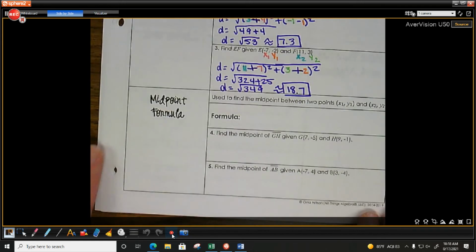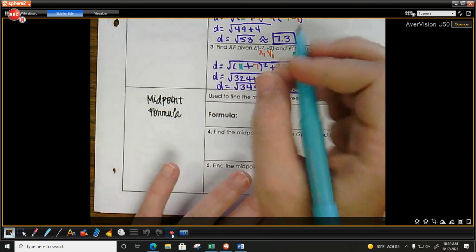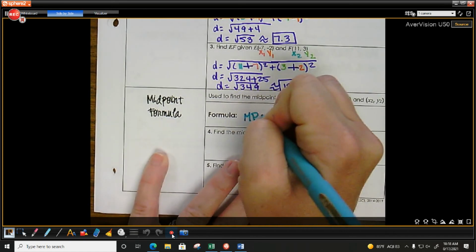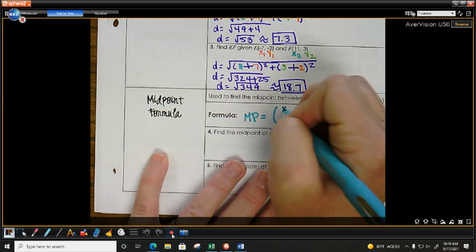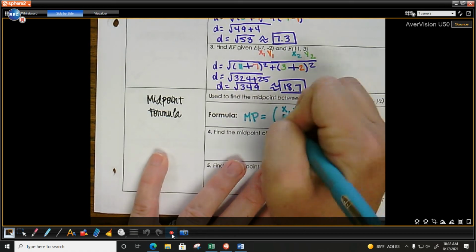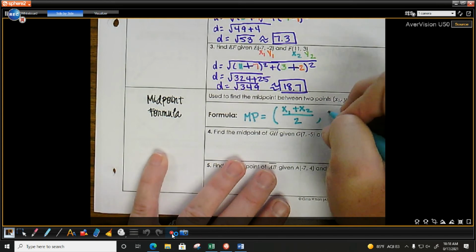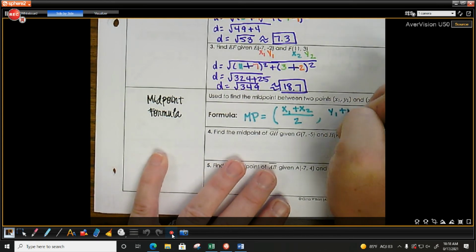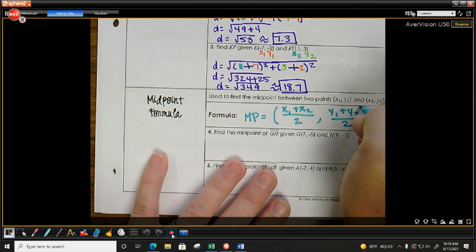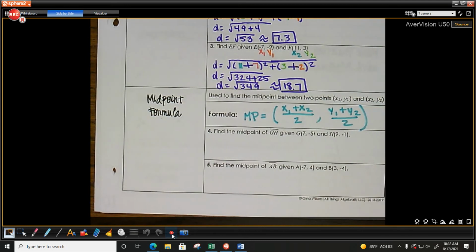And we're almost done. Okay, your midpoint formula is MP equals the average of your x values and then the average of your y values. This one, the order doesn't matter at all because when you add two numbers, order doesn't matter. It's commutative. Wait till I do these two.